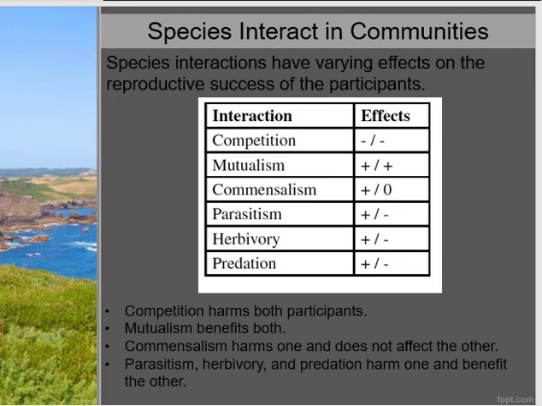Species interactions in communities. There's several types. Competition. Competition basically harms both participants. They're competing for the same resources, the same niches, habitats, etc. Mutualism will benefit both. Commensalism will help one but doesn't affect the other. Parasitism harms one and helps one. Herbivory, well, it helps the herbivores, but it hurts the plants. Predation helps the predators, but hurts the game animals.